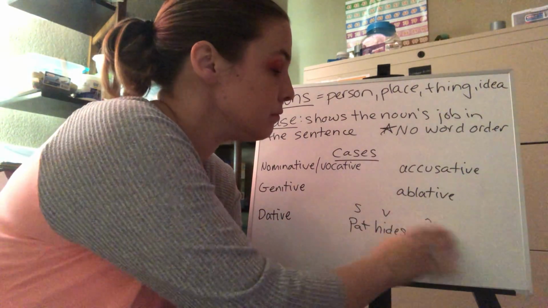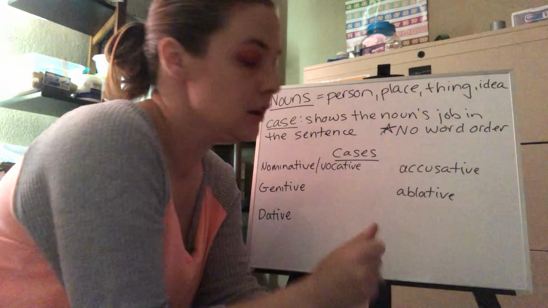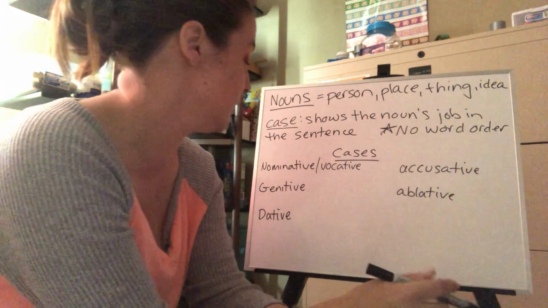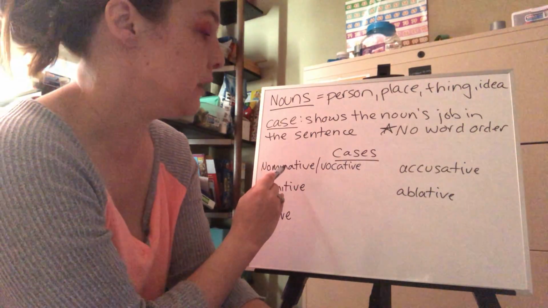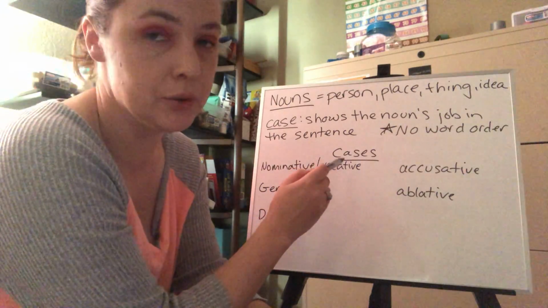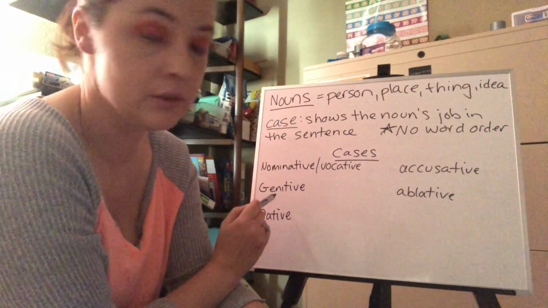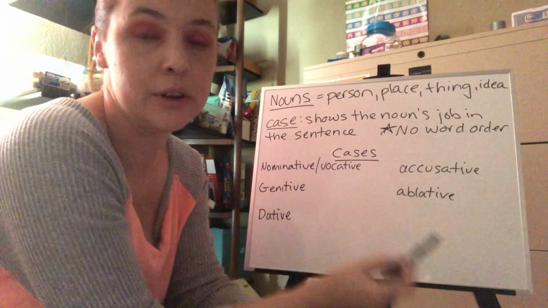So, here we go. We're going to talk about these cases. Remember that they tell us exactly what that noun is doing in the sentence. And our cases are, drum roll please, nominative and vocative. We'll talk about that, okay, and why they're together. Genitive, dative, accusative, and ablative, okay?